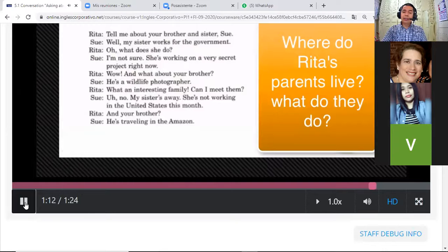Oh, where in Texas? In Austin. Austin, Texas, right? Austin is a city in Texas, right? It's a small city, but it's very nice. Are they still working? Oh, yes. My mother is teaching at the university there.